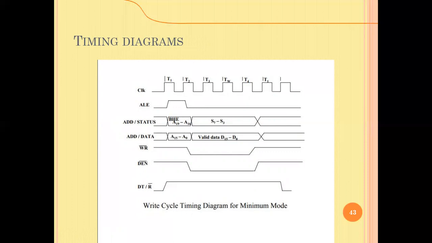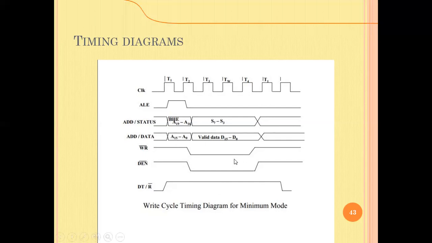The only one difference you can observe with respect to the read cycle is that instead of RD bar, you are having a WR bar, and DEN bar is the same, with the same waveform, whereas DT/R bar, earlier it was low, now it is high. Because it is writing, we need to allow the transceiver to transmit the data. Therefore, this is going to be high.